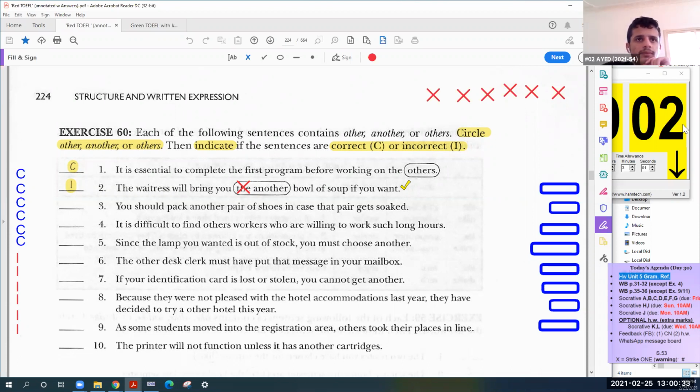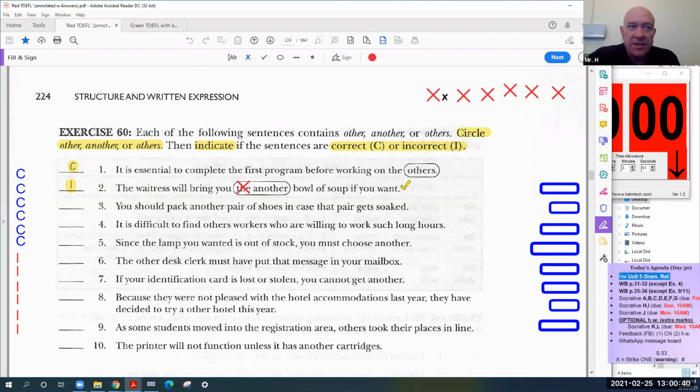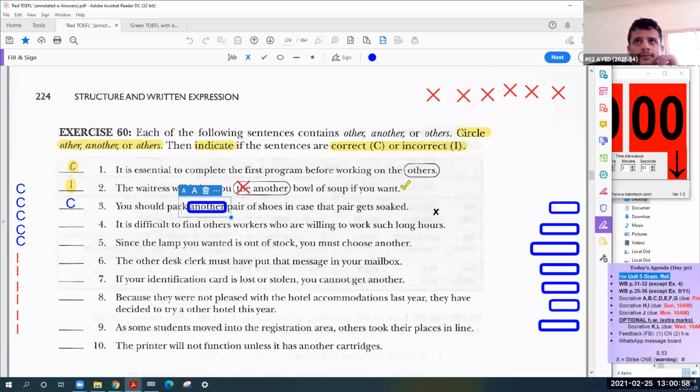Time is up. Okay, gentlemen, let's do this. Ayed, number 3. What do you think? I think it's correct. Okay, where do I put the circle? Another. You should pack another pair of shoes in case that pair gets soaked. That's correct.